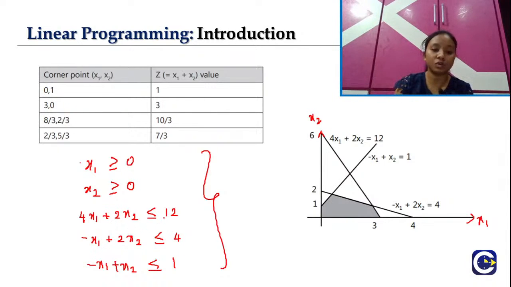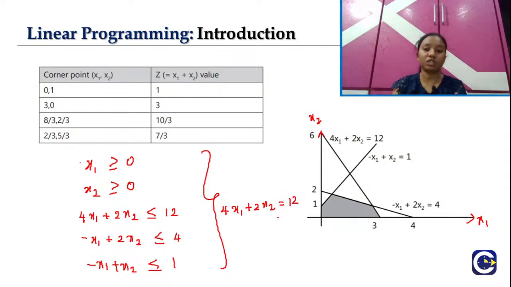4x1 plus 2x2 less than or equal to 12. So we have already seen how to plot the graph whenever we have an inequality. We'll consider that to be an equality, that is 4x1 plus 2x2 equal to 12, and then we'll plot the graph. So this is the line. Here the inequality is less than or equal to, that means this entire region will be the region of this inequality, 4x1 plus 2x2 less than or equal to 12.